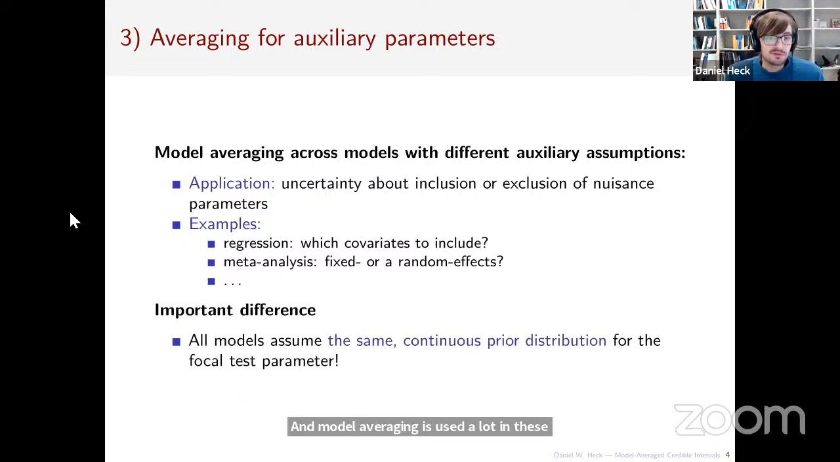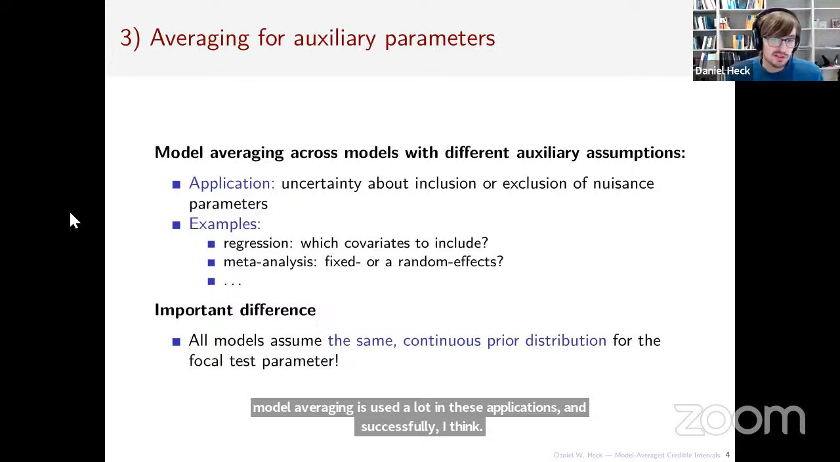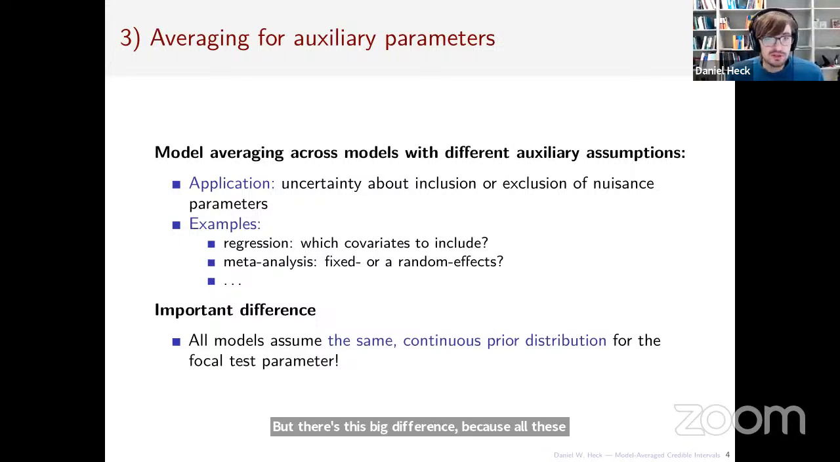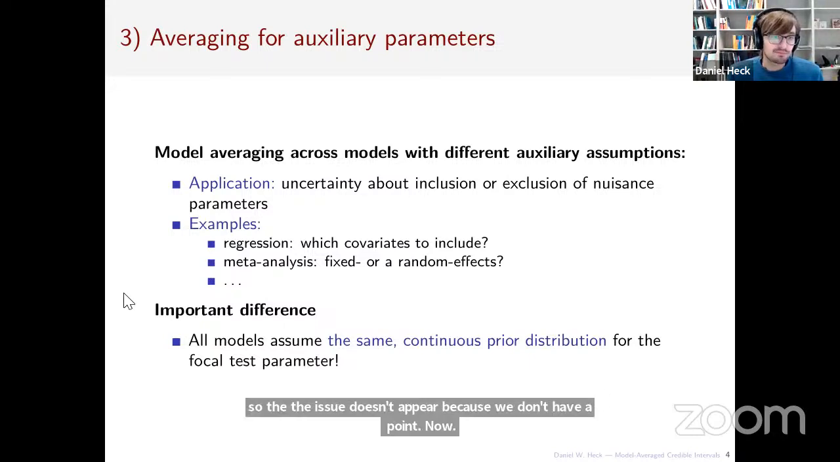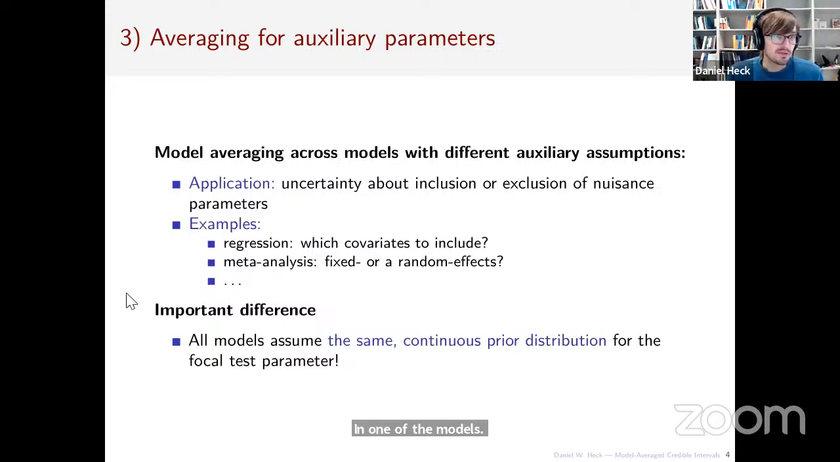But there's this big difference, because all these models we average across assume a continuous and usually the same prior distribution for the test parameter. And so the issue doesn't appear because we don't have a point null prior in one of the models. So the issue is not relevant in these areas because all of the models are conditional on assuming that there is an effect.